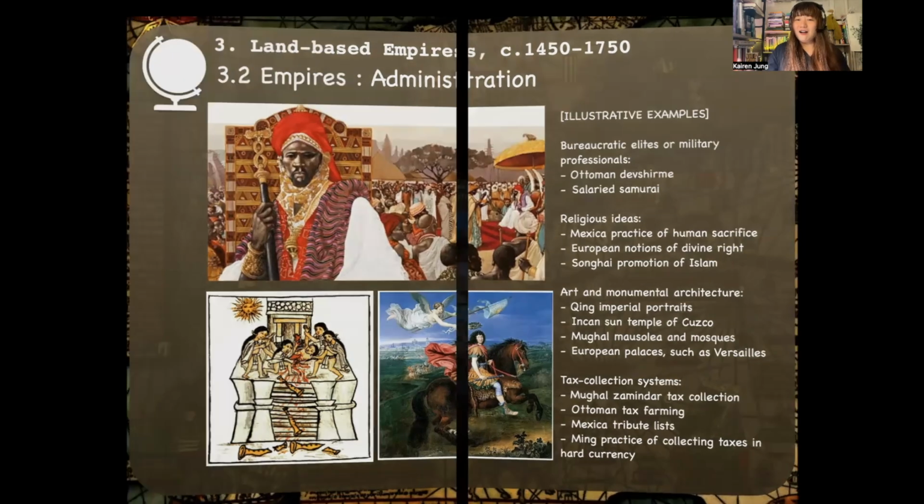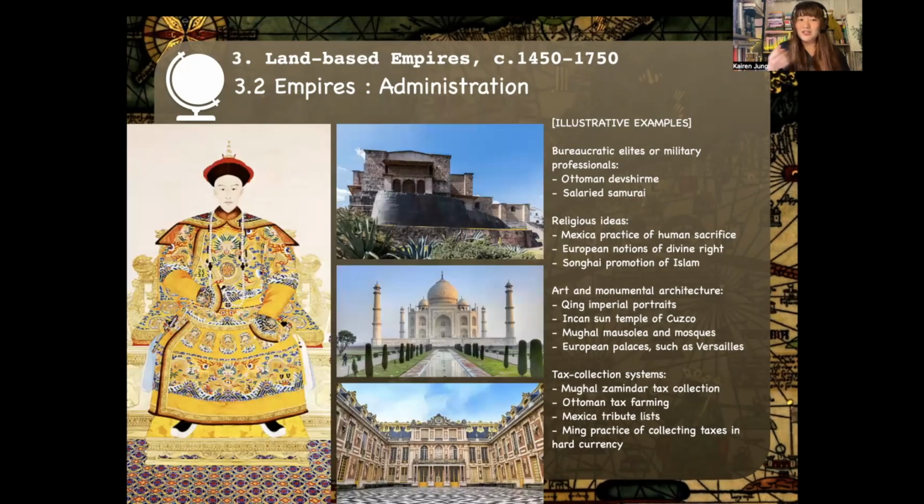Next, when it comes to art and monumental architecture, remember the Qing imperial portraits and how the Qing tried to use the ancient Chinese idea of the mandate of heaven and try to incorporate themselves into that world view. And they would paint these imperial portraits, try to connect themselves to that lineage.